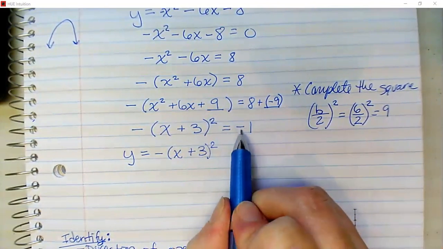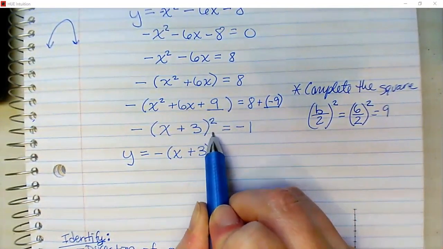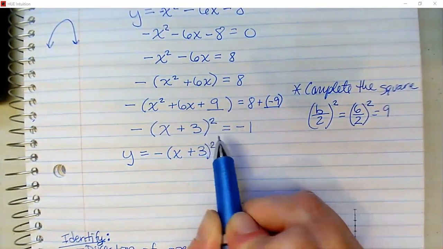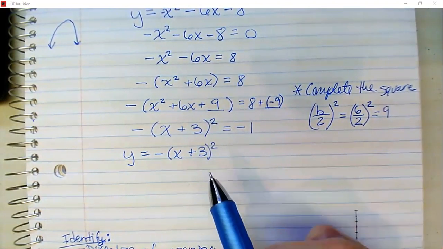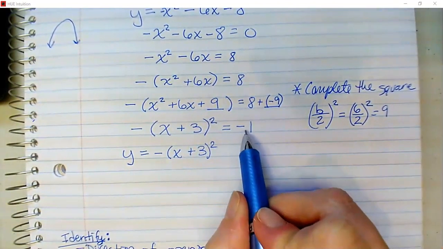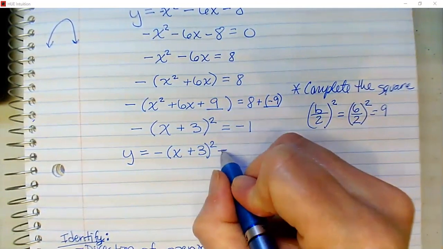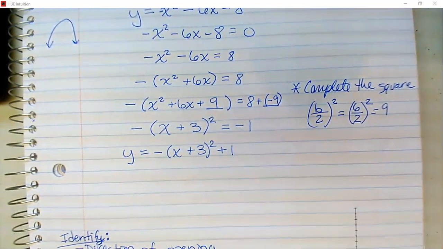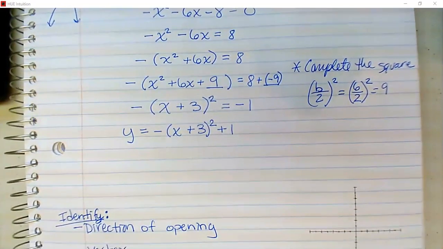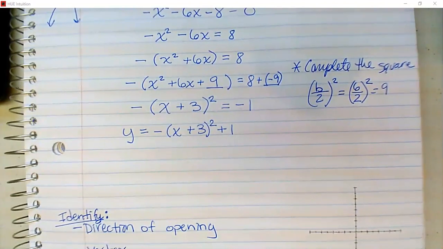Okay, now imagine you took this negative 1 and you moved it to the other side, which we did. We're just not showing that step, okay? That's going to give us a positive 1. So this would be a plus 1 right here in our vertex form.